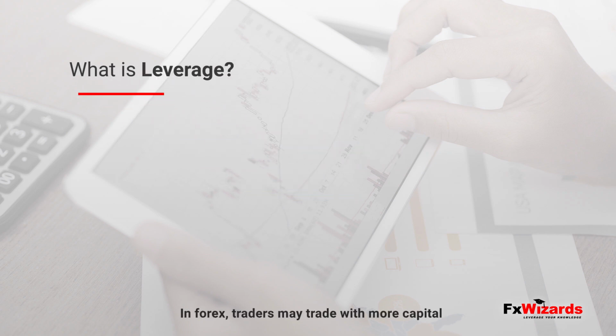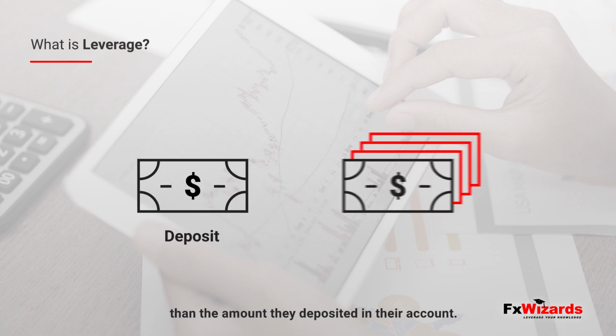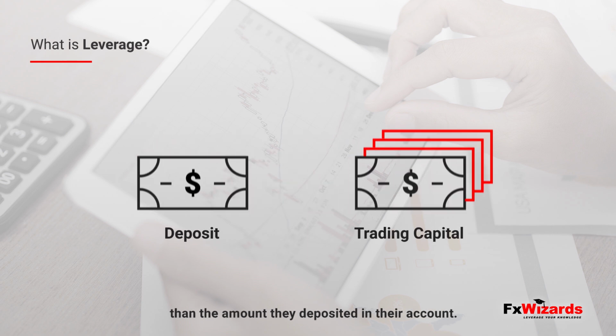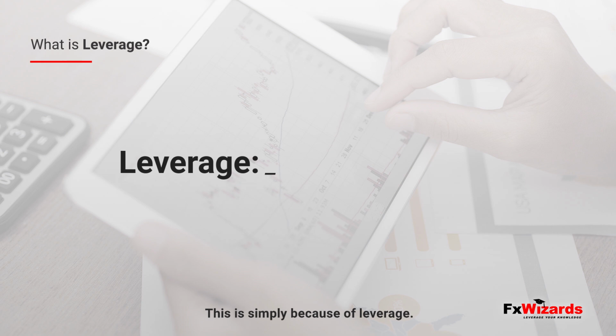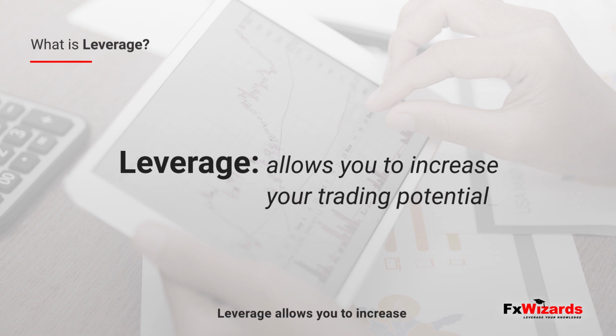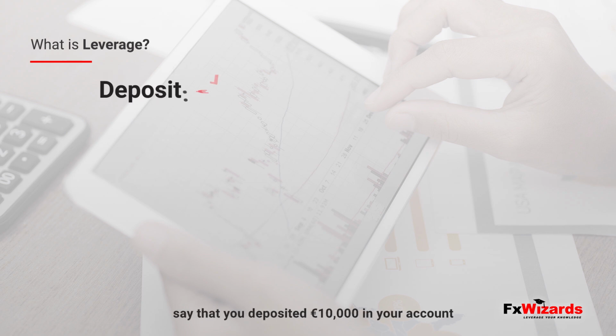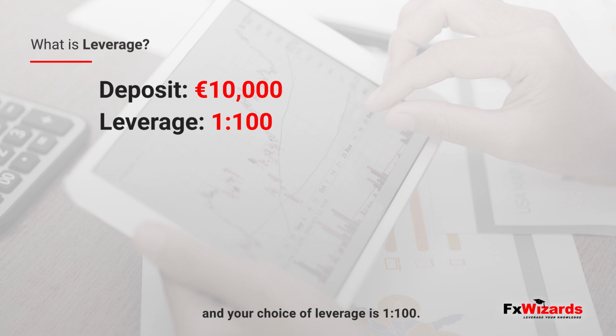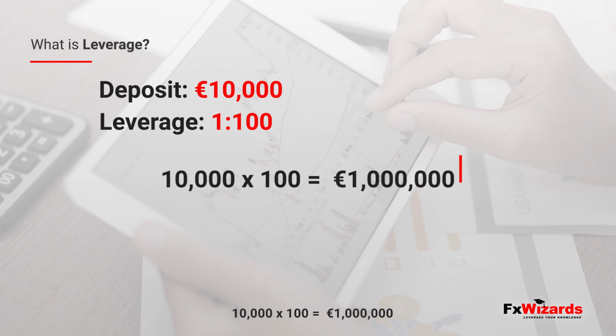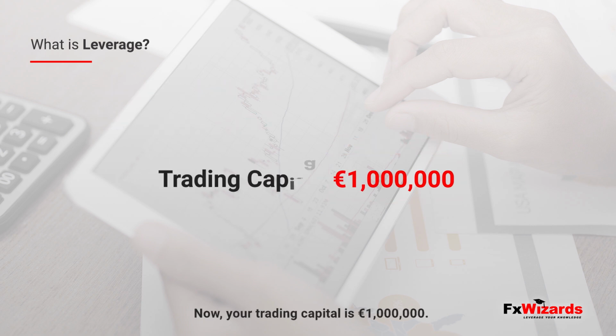In forex, traders may trade with more capital than the amount they deposited in their account. This is simply because of leverage. Leverage allows you to increase your trading potential. For example, say that you deposited 10,000 euros in your account and your choice of leverage is 1 to 100. The math is easy. 10,000 times 100 equals 1 million. Now your trading capital is 1 million euros.